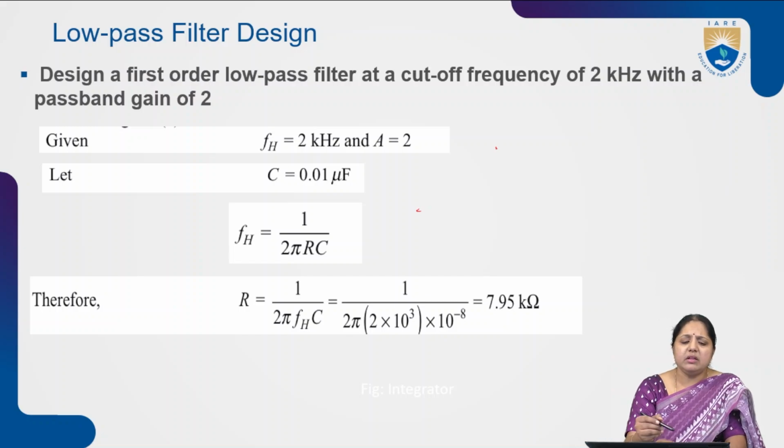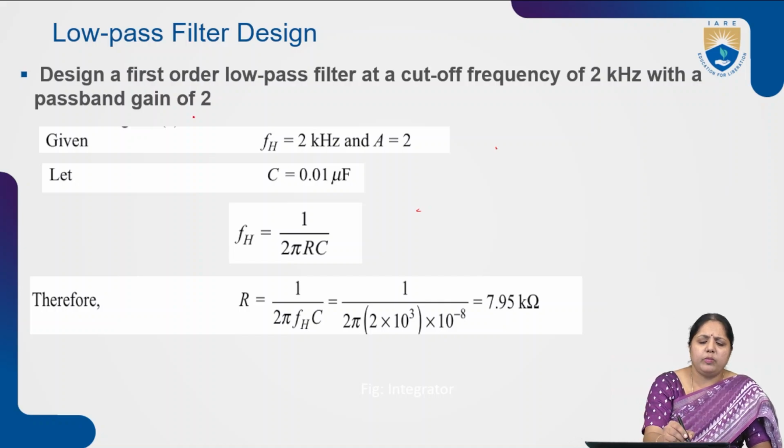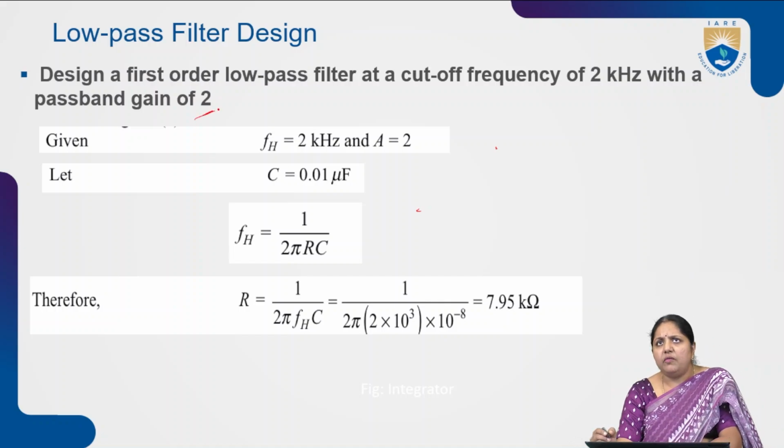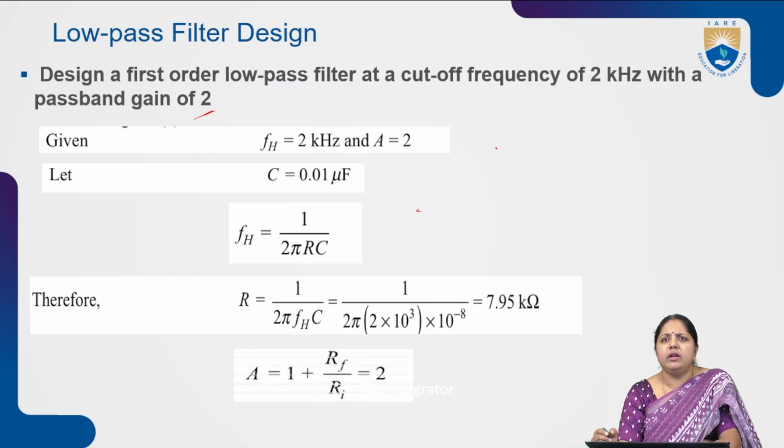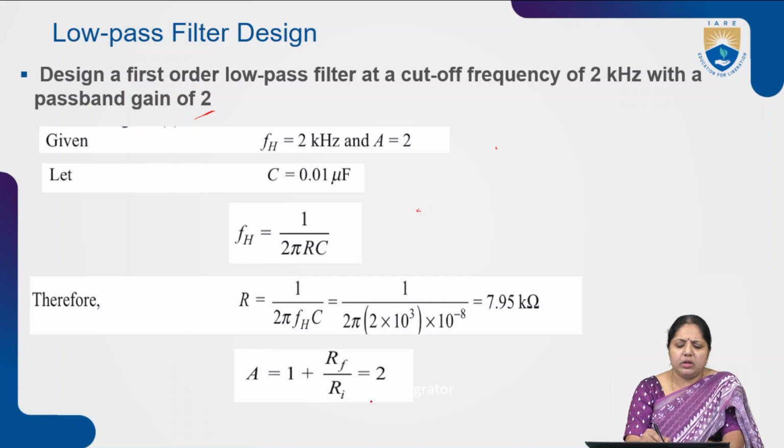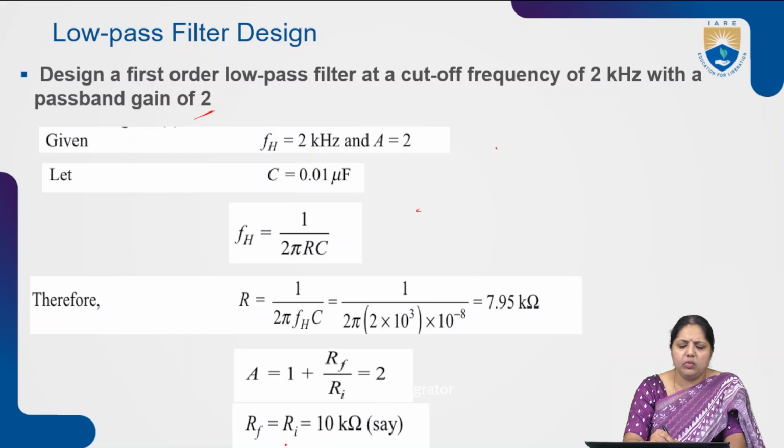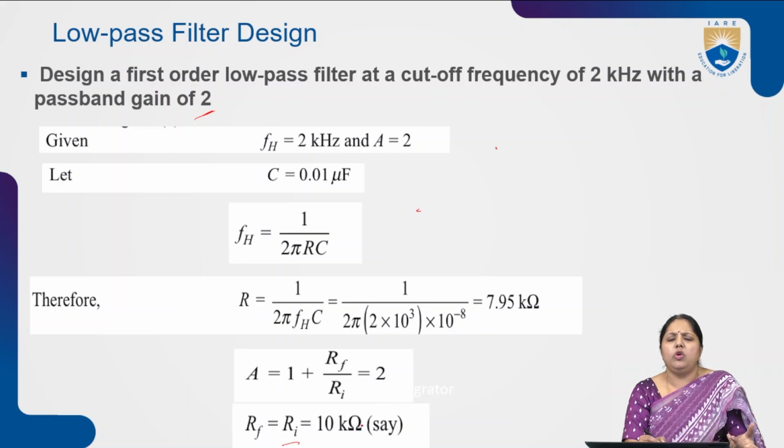Now the passband gain is given. The passband gain A being given means 1 plus RF by RI equals 2. Based on this, calculate the RF value. Here simply RF equals RI, so assume some 10 kilo ohm, 1 kilo ohm, any value you can assume. This is the way. These are the design steps, and this is how to solve the problem with respect to the low pass filter.